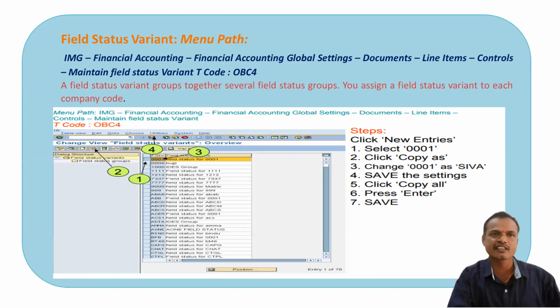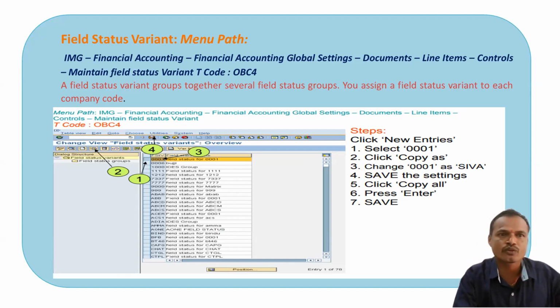Field status variant. The field status variant controls your fields while you are posting a document. For example, if you are posting a GL document, it determines what fields should be presented on the screen and what fields should not be presented on the screen. That time it will help you. Totally, we have 48 fields in the field status variants. That will be known later, while learning this software.